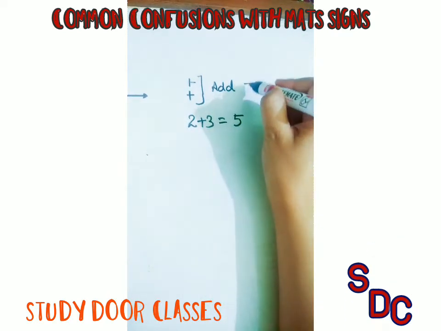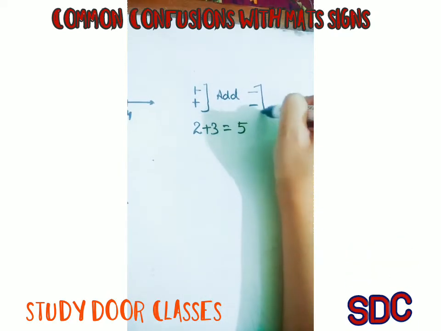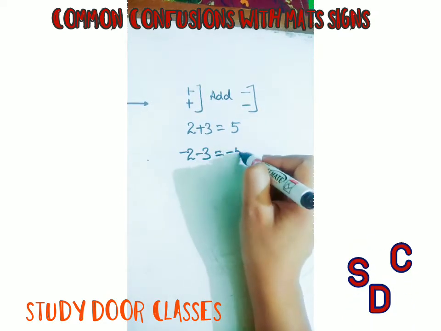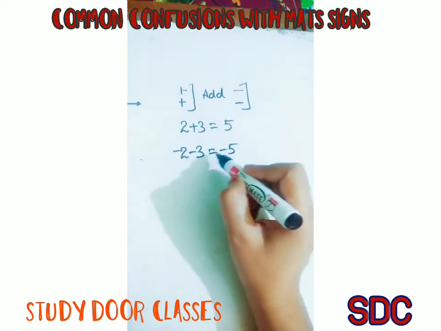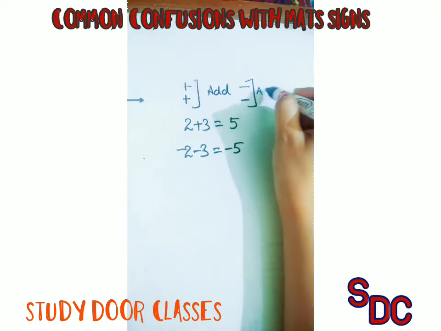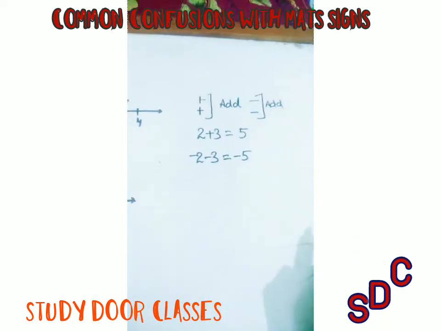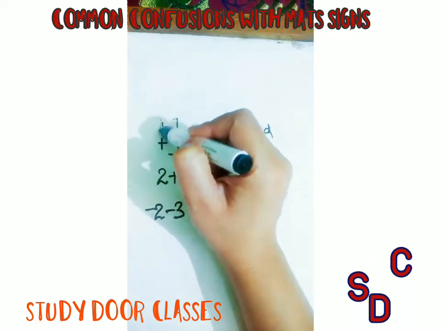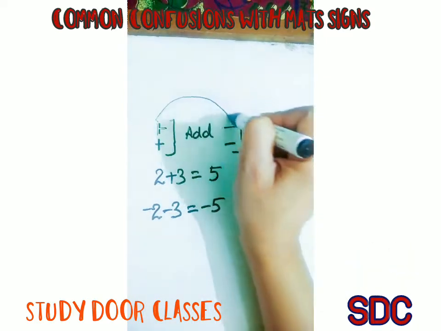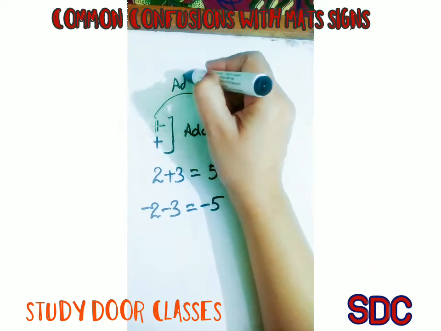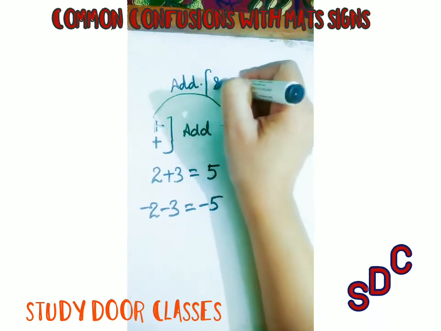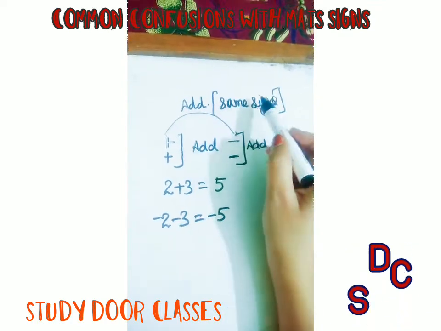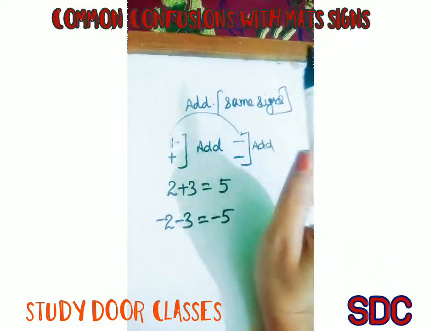If both numbers are negative, then what will you do? Minus 2 minus 3 is equal to minus 5. So we will also add here. It means when signs are the same, both positive or both negative, then we will simply add the numbers. We will do addition on same signs.